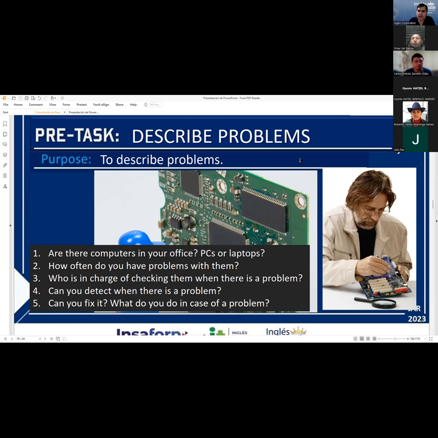For example, I fix it when the plug is loose in the computer. I just connect it and that's it. Yeah, when it's unplugged, you plug it in. You just plug it in.